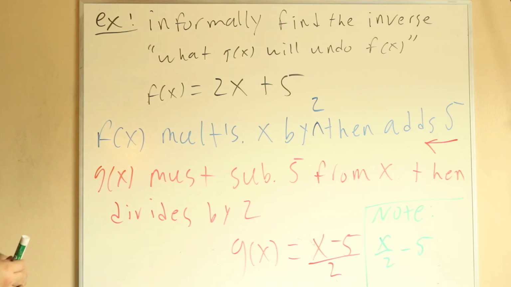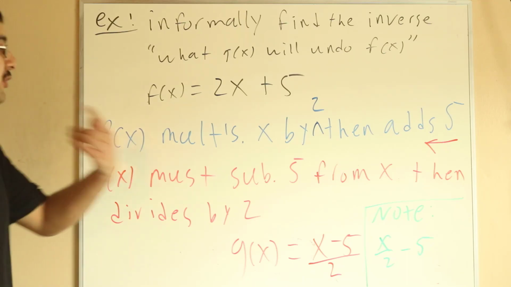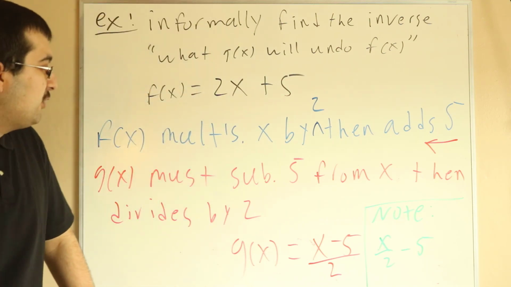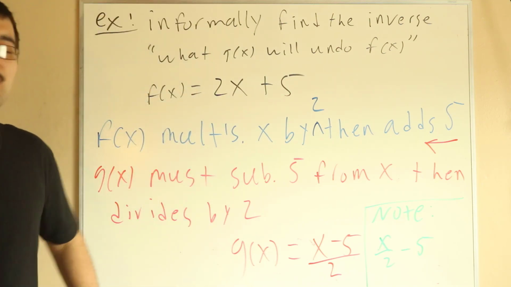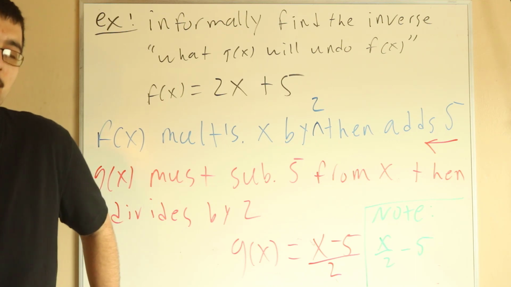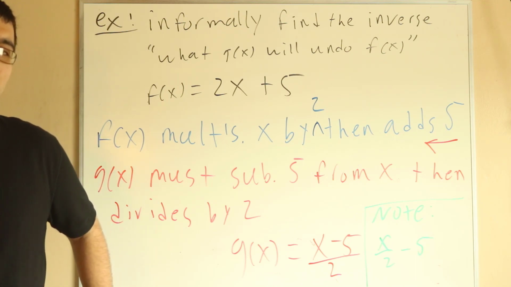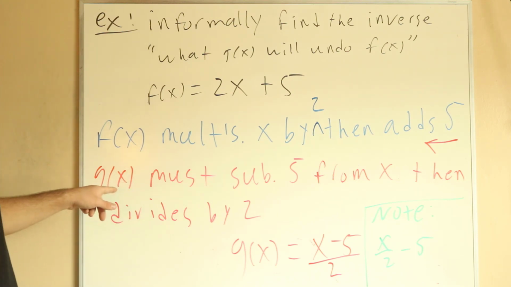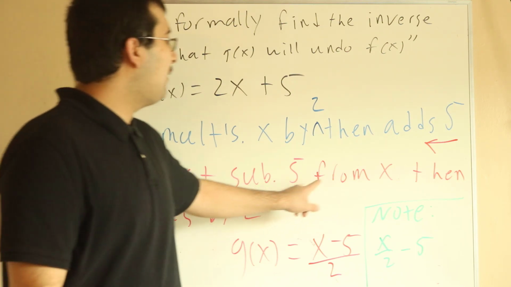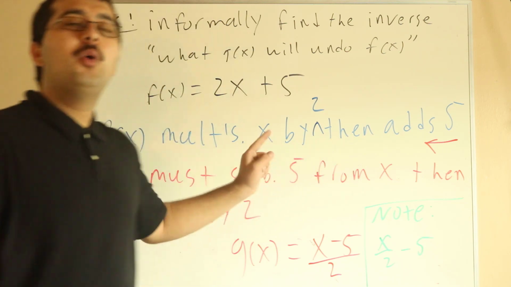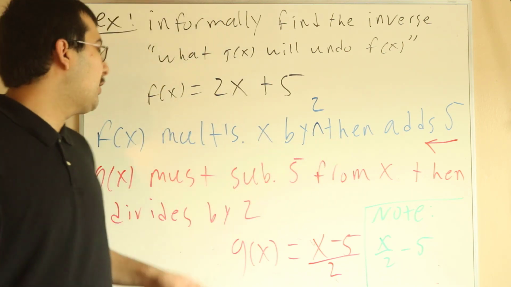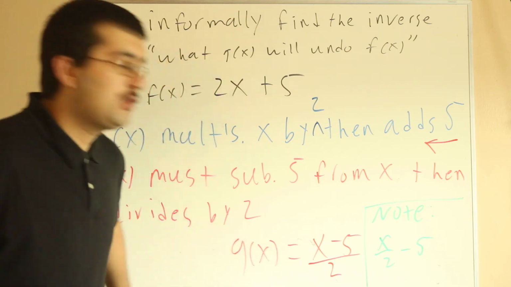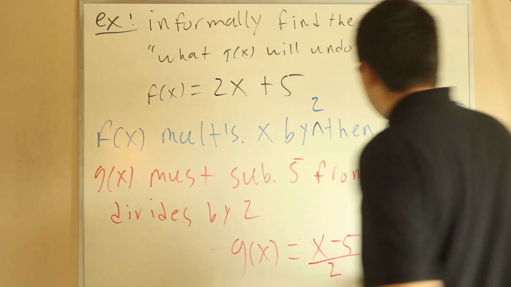Right? So, again, if we were to describe this function in words, I would say that function takes x, divides it by 2, and then only after the division do we subtract by 5. That does not agree with the description we just wrote up here. This description is saying g of x must subtract 5 from x, and then only after you've done the subtraction does division take place. That is why we have to write the function this way. That is why we do not write it this way.